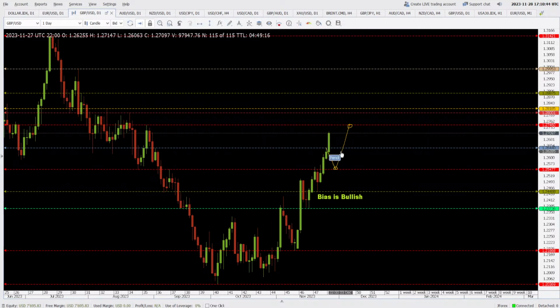On the downside, we can expect support at these previous highs. This is 1, this is 2, 1.2644. I'm expecting it to act as a good support here.